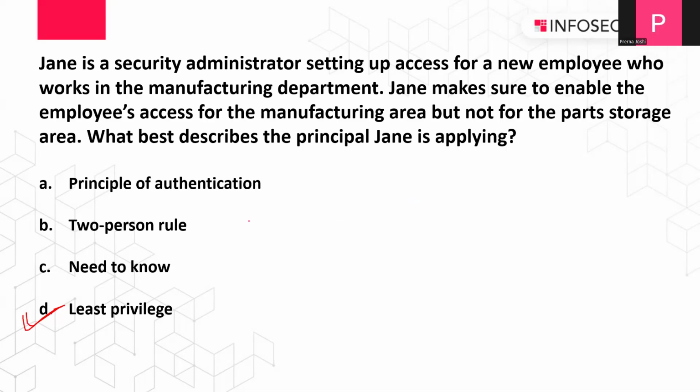Then we have the two-person rule. What is this rule? It requires that two authorized individuals approve or perform an action to ensure accountability and prevent error or misuse. For example, in a nuclear facility, launching a missile requires simultaneous approval and action of two officers. One person cannot make the decision, so we need two people to do that. That is two-person integrity.